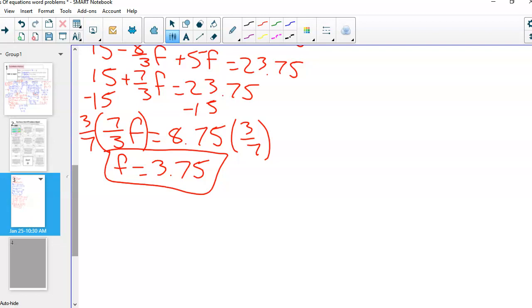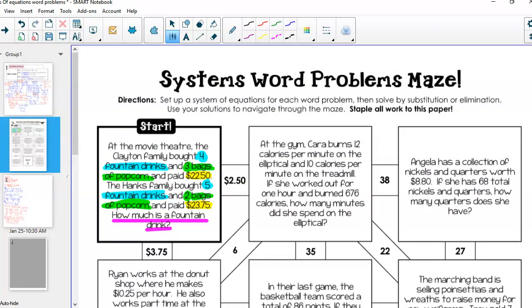Now, the good thing about this is that it's a maze, so we kind of know our possible answer choices. It had to be 250 or 375.